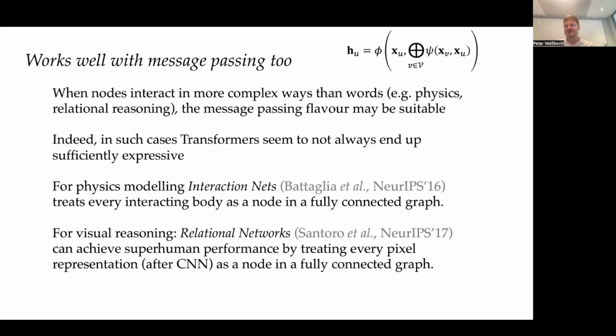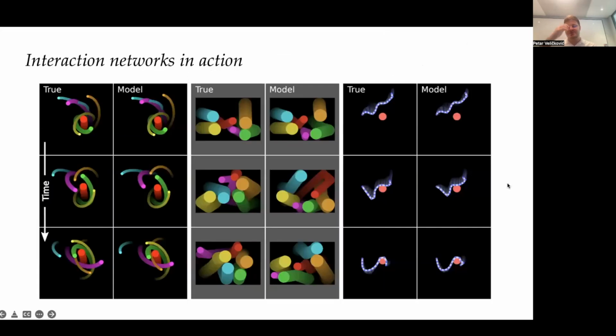And for visual reasoning, the relational network model is capable of having superhuman performance on relational question answering by basically treating every pixel representation of a CNN as a node in a graph. And here you can see some interesting visualizations, both from interaction networks.